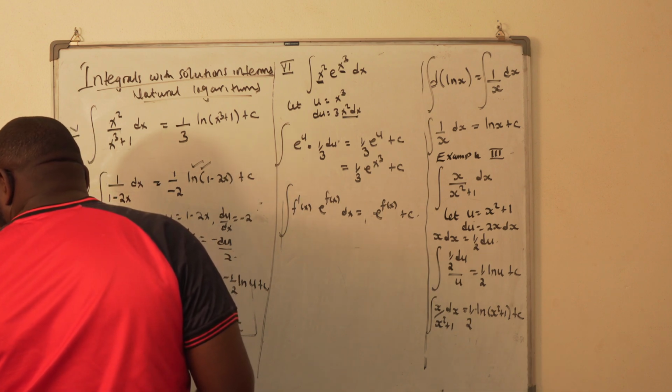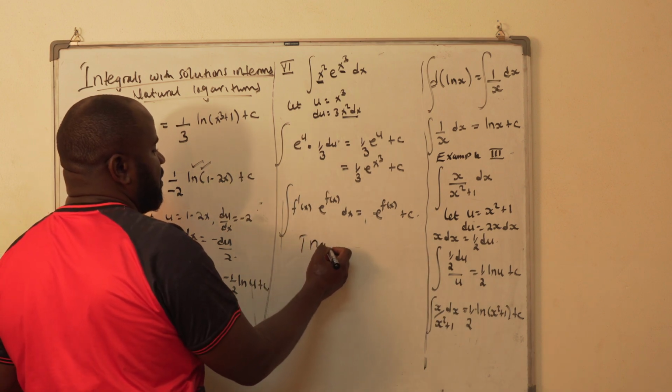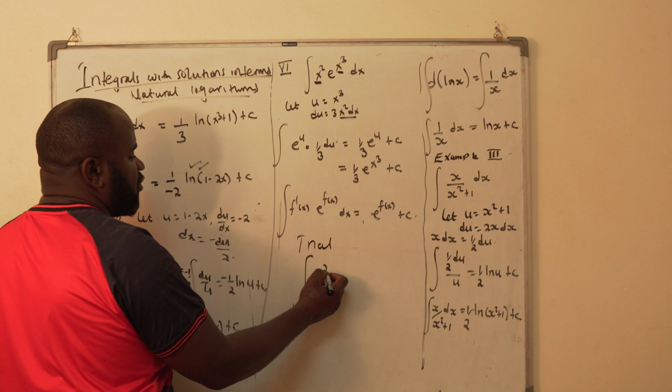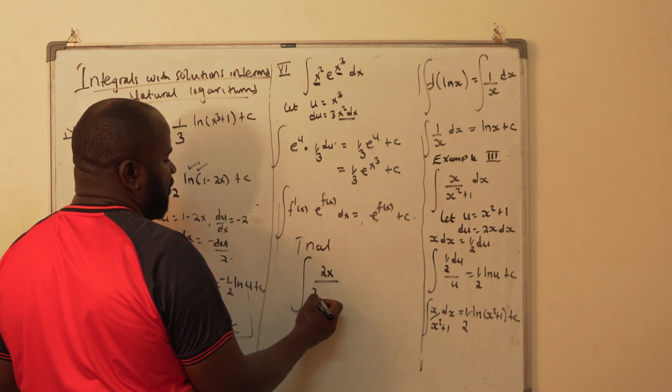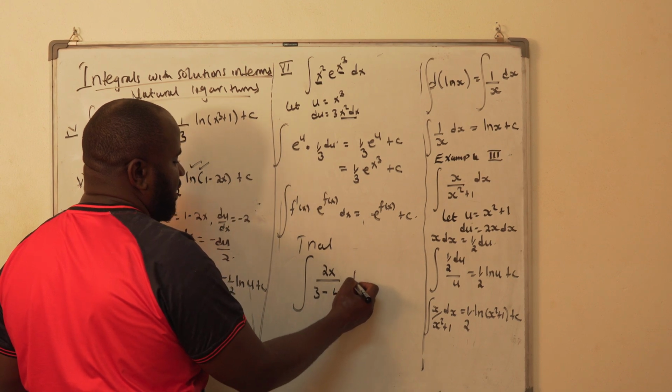Then lastly, for the learners, try out this one. Integral of 2x out of 3 minus 4x squared dx.